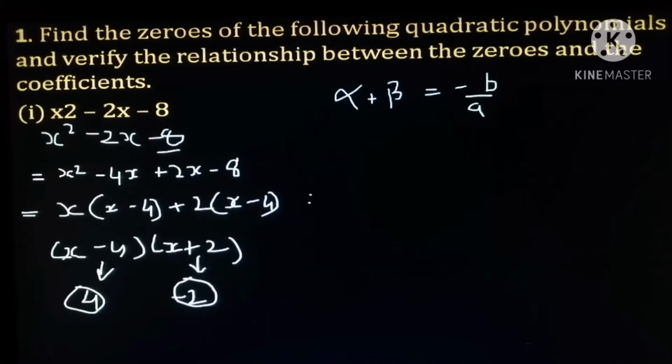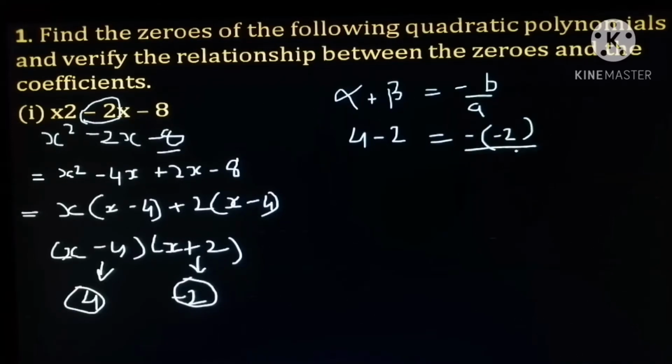Now we'll put the values. Alpha, as we have taken out, is positive 4 and beta is negative 2. So 4 minus 2 should be equal to negative of b. As you can see, in a standard equation of the form ax square plus bx plus c, the coefficient of the x term is b. So here the coefficient of x is minus 2 and we have to take negative of minus 2, divided by a, that is 1, so it would be the same value. So 4 minus 2 is equal to 2, and your LHS is equal to RHS, that is 2 is equal to 2.